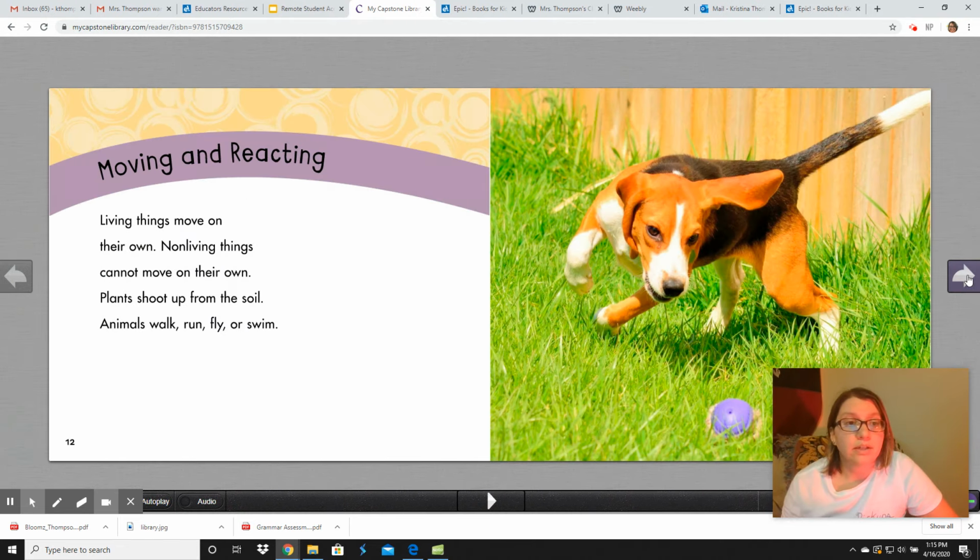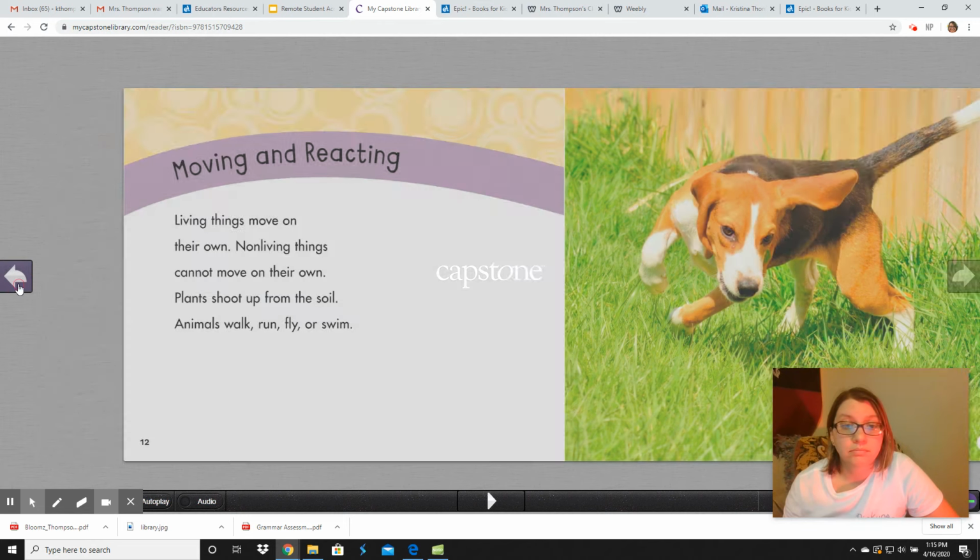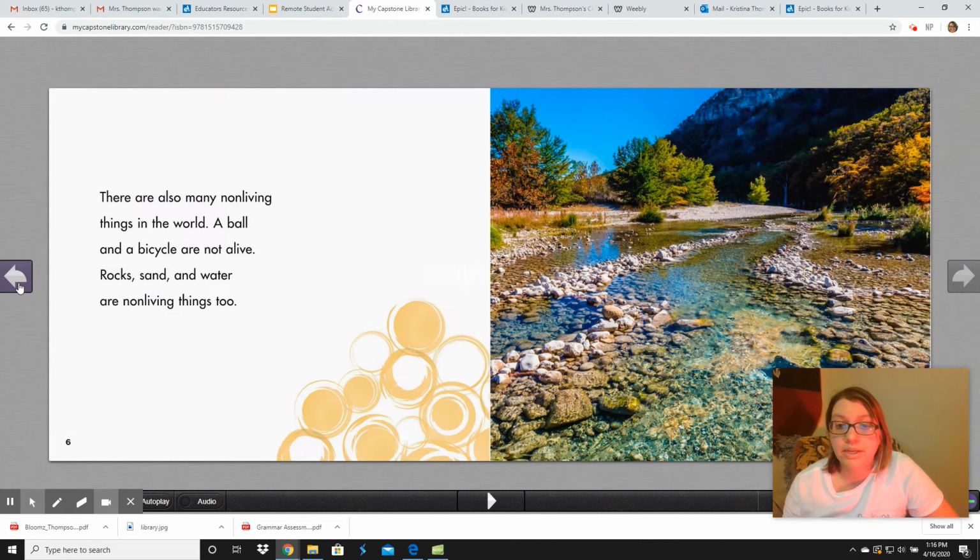Moving and reacting. Living things move on their own. Non-living things cannot move on their own. Plants shoot up from the soil by themselves, right? Animals can walk, run, fly, or swim. But this rock back here, it can't move by itself. You could throw it. The water could push it. The wind could maybe move it, but it can't just get up and start walking around. Not rocks. They can't do that.